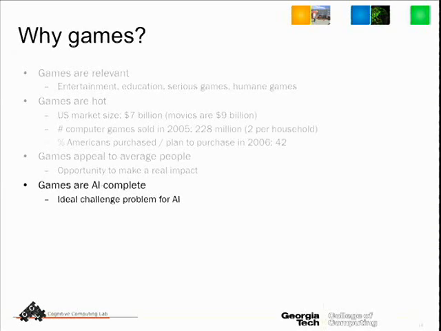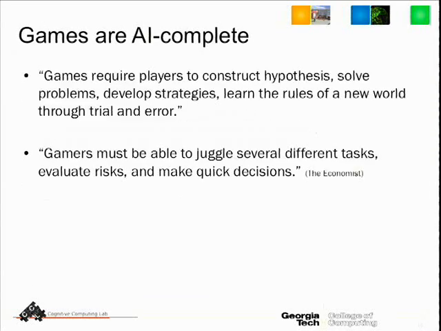From my perspective, the most interesting thing about games is that games are AI complete. What I mean by that is if you look at what it takes to be good at games, here are some quotes from that same Economist article. Players must construct hypotheses, solve problems, develop strategies, learn rules, juggle tasks. Good game players do all of these things. Well, if our AI systems are going to play games at human level, they have to do all of these things as well. These are all unsolved problems in AI. So games are AI complete in the sense that developing human-level game AI requires you to solve all of AI. And of course, we're going to try to make a dent in that.